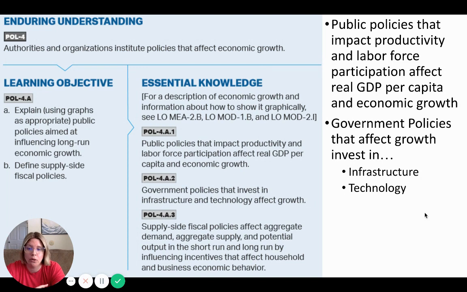Technology is a great source of economic growth. So a lot of governments will invest in research and development and actually award grants and money to researchers to find new technologies that's going to help the economy as a whole.